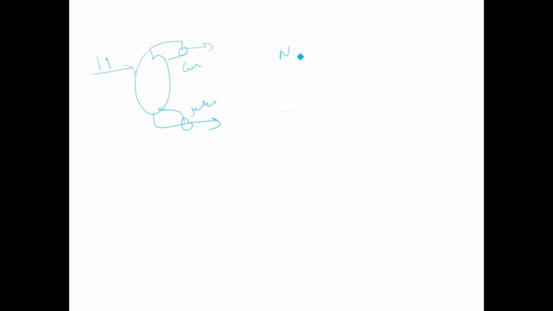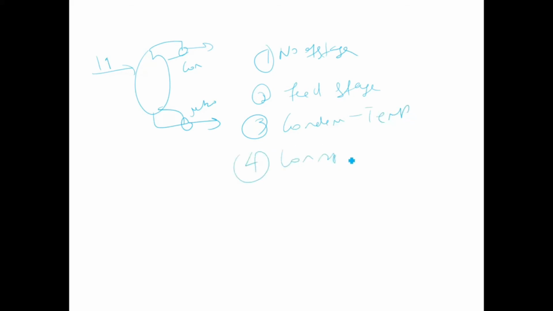Okay, so number of stages, that's one. The feed stage, where the feed enters, number two. So condenser temperature, very important. Condenser pressure. Reboiler temperature. And more importantly, we need to know the condenser temperature and reboiler temperature for some fixed pressure.